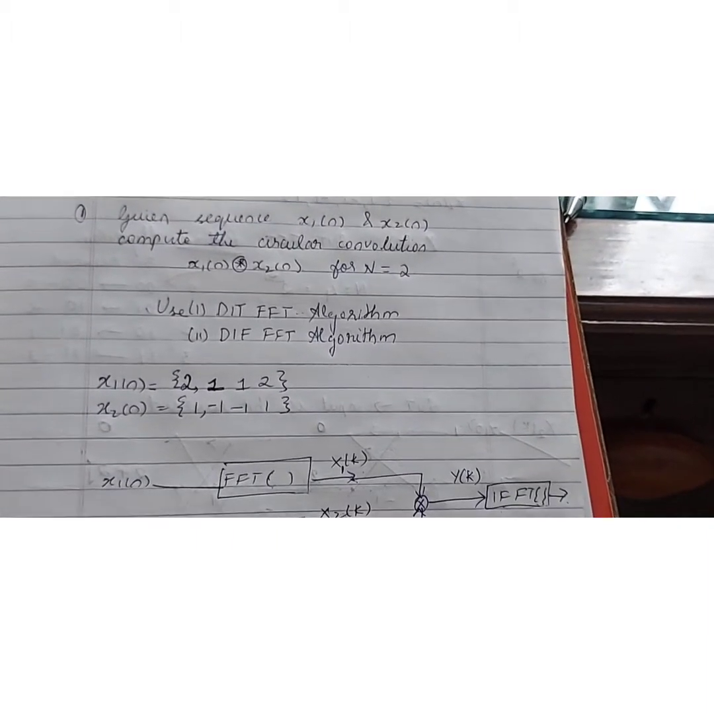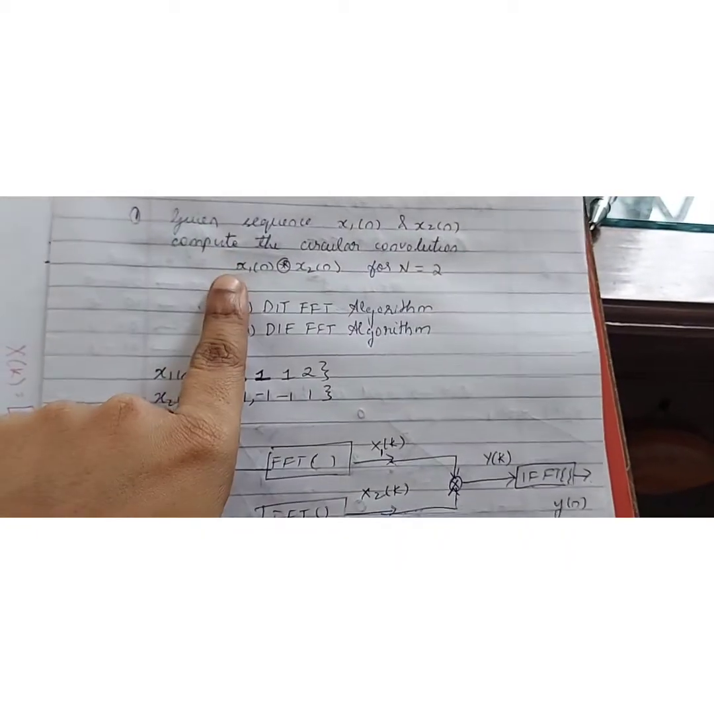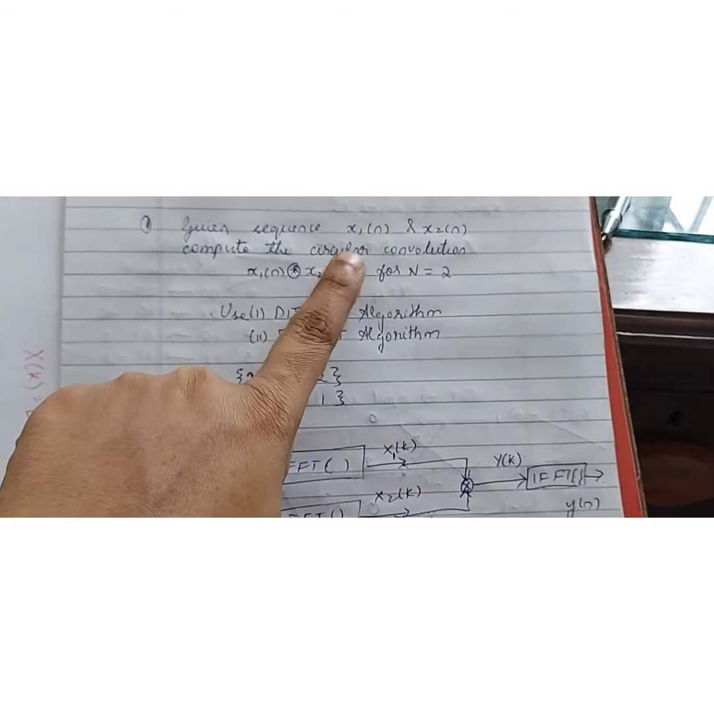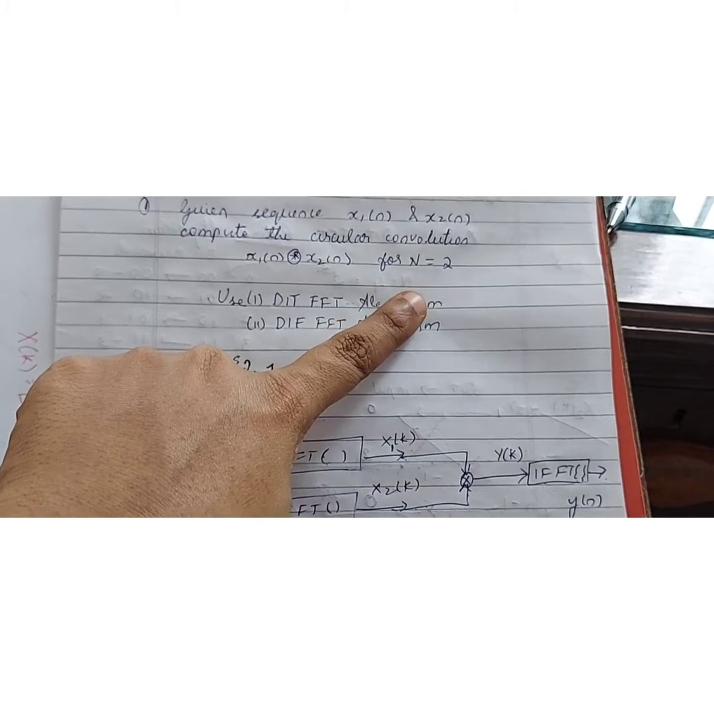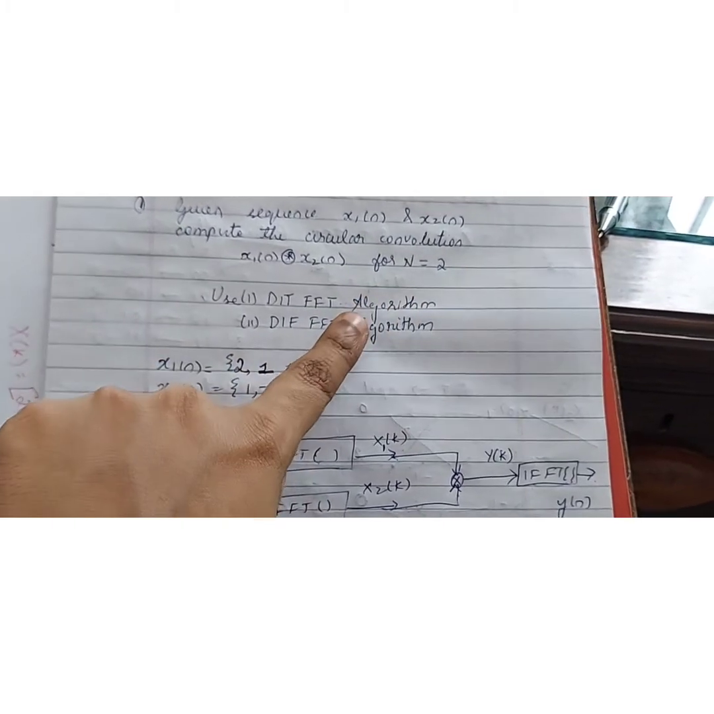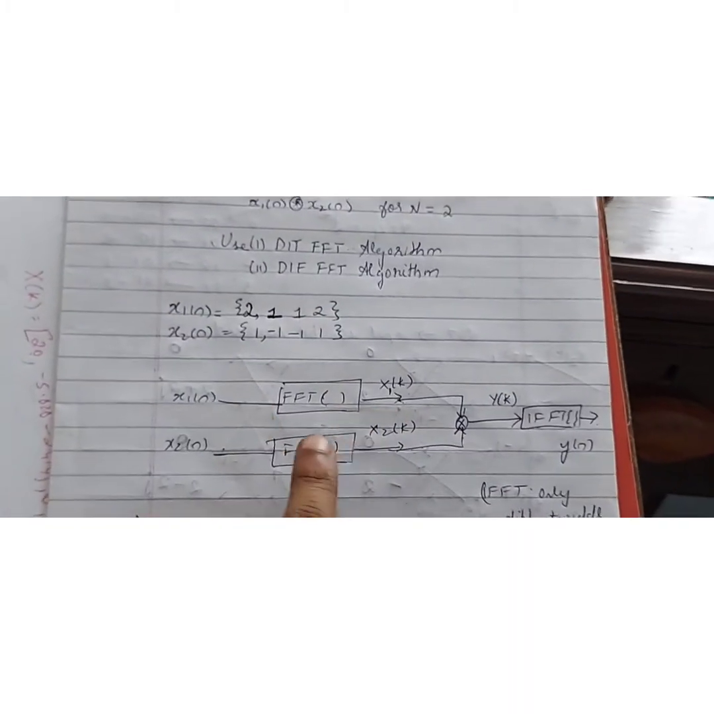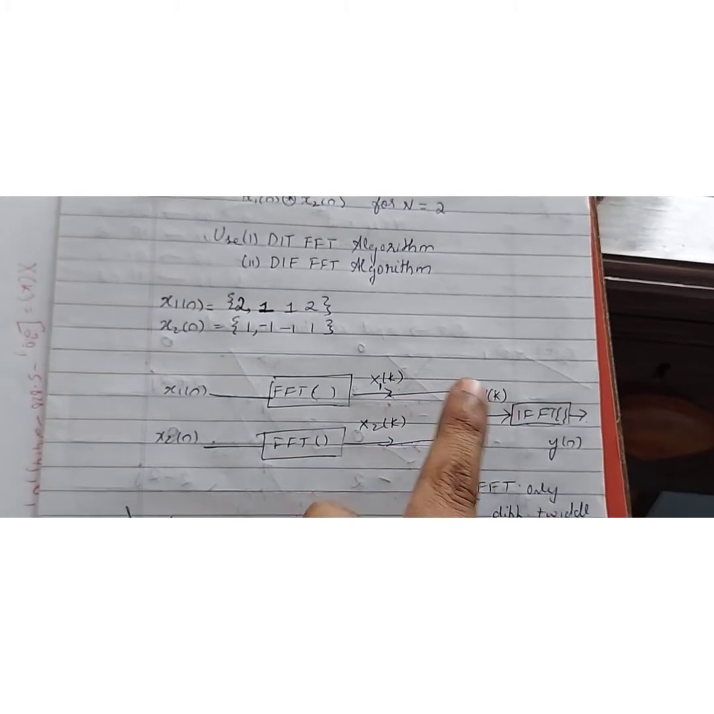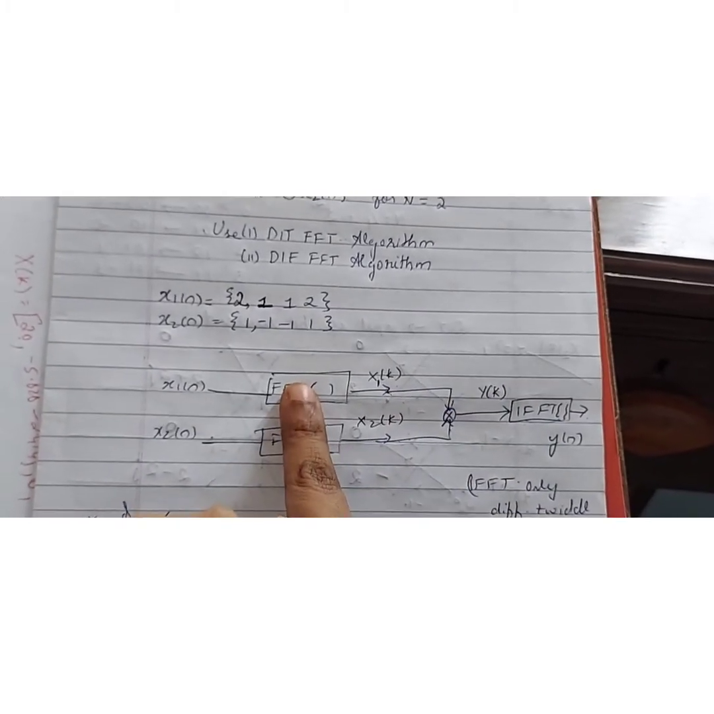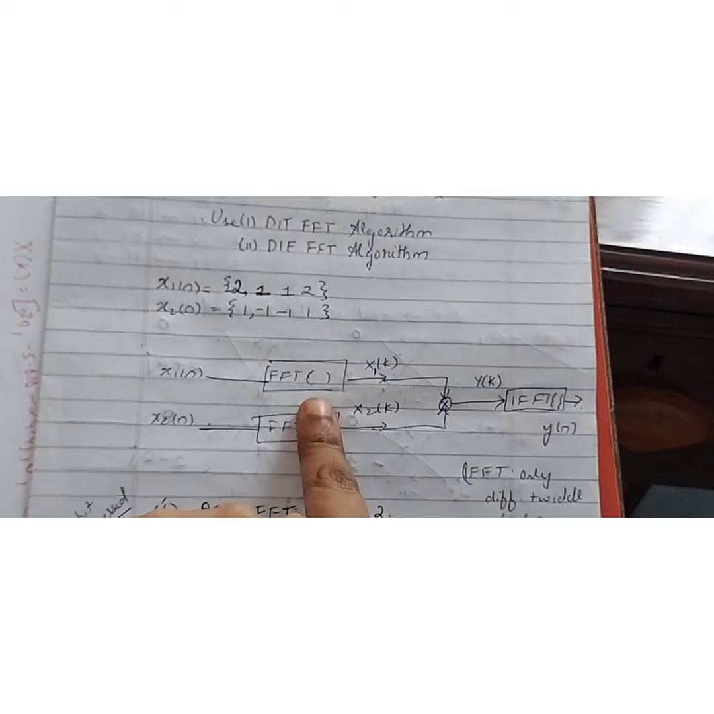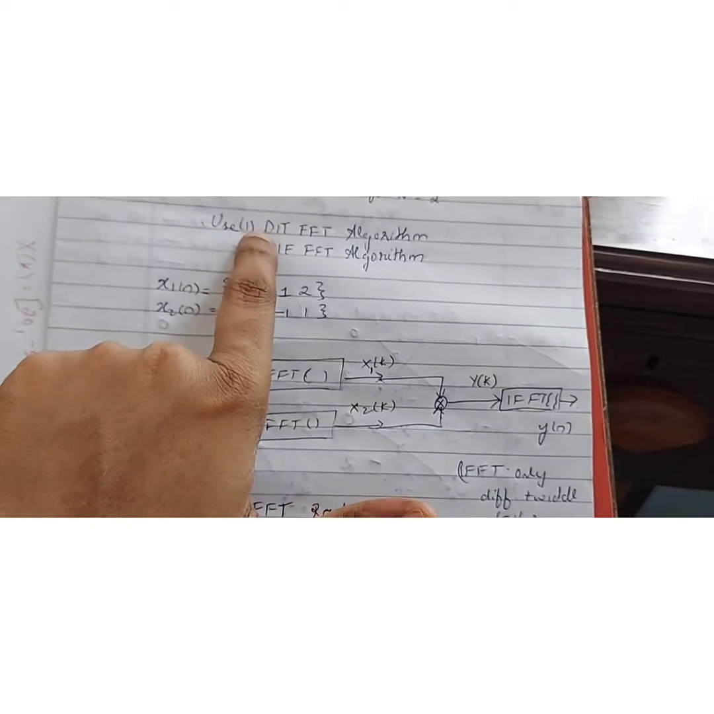All right, hope you have understood. So this was the question. Find the circular convolution using DFT IDFT method. Using DIT means this is what you have to find: DFT using not the equation method, not the matrix method, but using the FFT radix 2 algorithm. Which algorithm? First we have used the DIT FFT algorithm and we have solved.